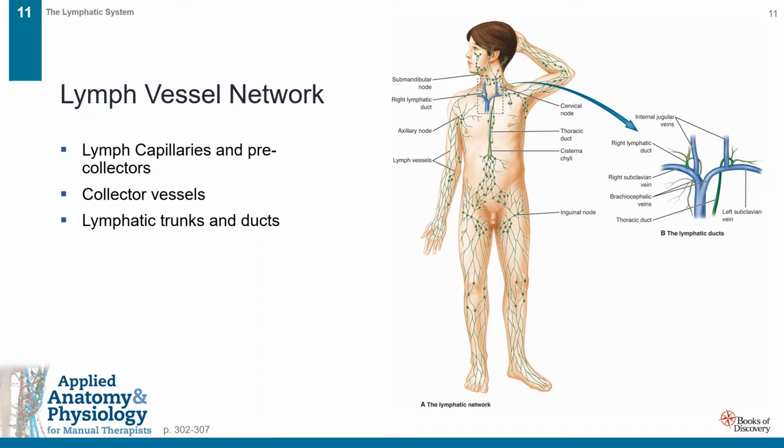Let's talk about the lymph vessel network. The lymph vessel network consists of the lymph capillaries and the pre-collectors, the collector vessels, and the lymphatic trunks and ducts.